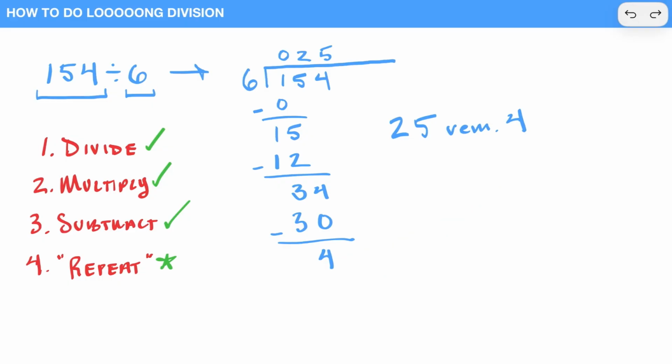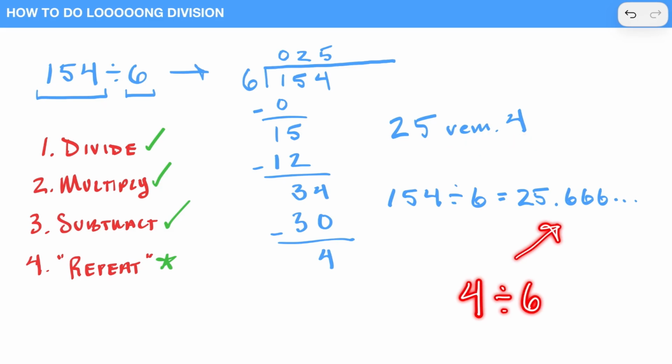Now if you put 154 divided by 6 on a calculator, you would get 25.666 on forever. The reason that you get this decimal and not a remainder 4 is because 4 divided by 6 in decimal form is actually 0.66666 repeating. But the way that you might say it, if your teacher or someone asks you, is you would say 25 remainder 4, or with a remainder of 4.